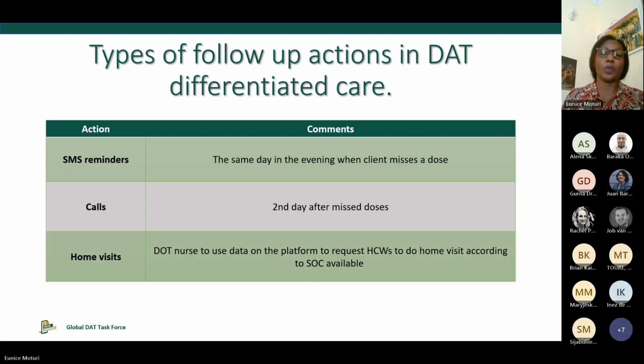Now, with the introduction of the DATs, patients have the freedom to take the medication at the time and place where they feel more convenient. The patients now have reminders whenever they forget to take medication. The reminders which came along with the DATs are automated messages, as Rachel has already presented, calls, and also the home visits. We have to take note that the DATs came to strengthen the already existing differentiated care.